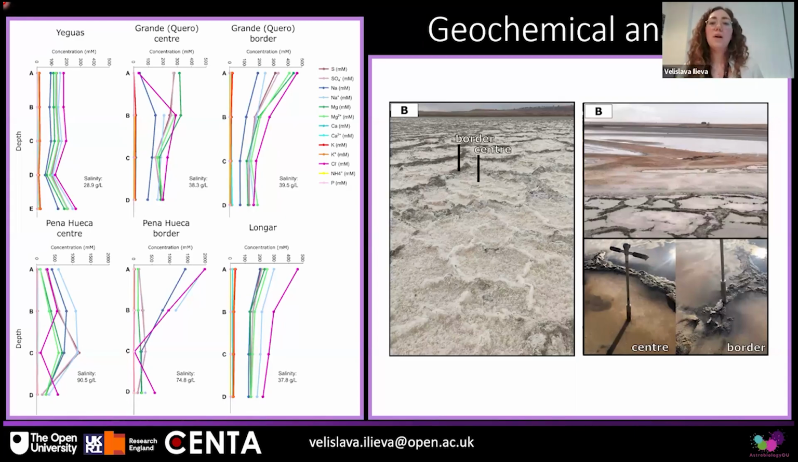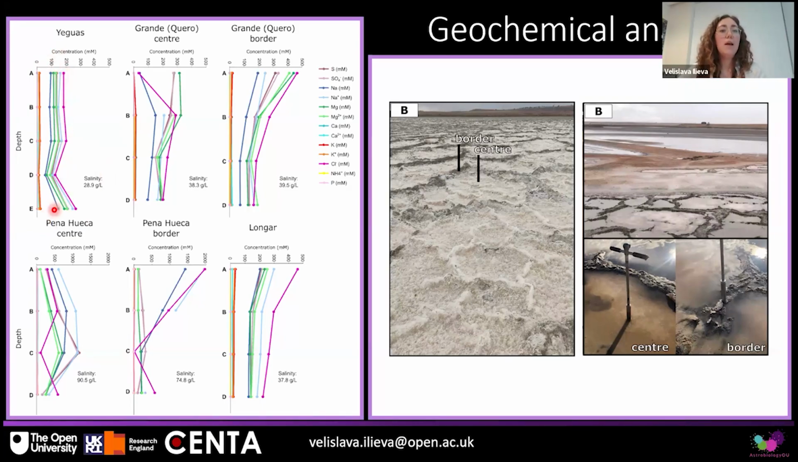For the geochemical analysis, we performed chemical and mineralogical analysis, and I've shown the data here now separating the center and border sections for Quero and Penahueca, but I'll just talk you through several key points. First, Yaguas sediments have the lowest salinity. So A means the top of the sediment, and E or D is at the bottom of the sediment. Again, we did not see much variation.